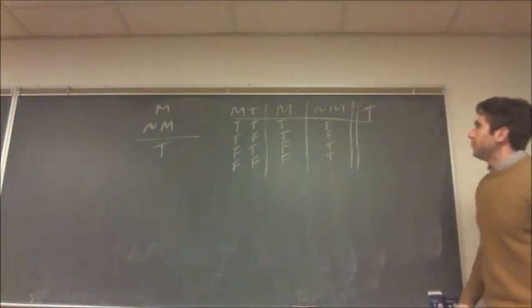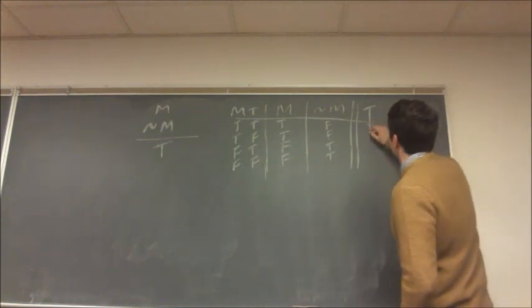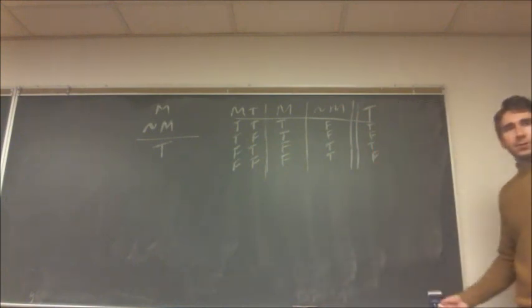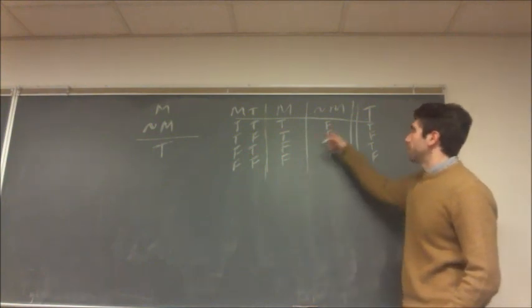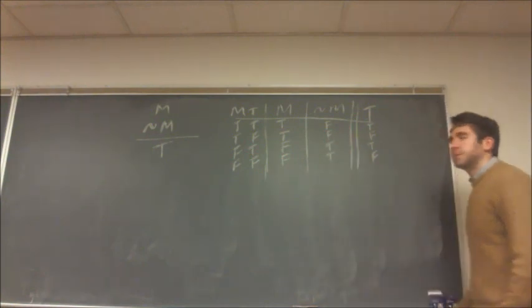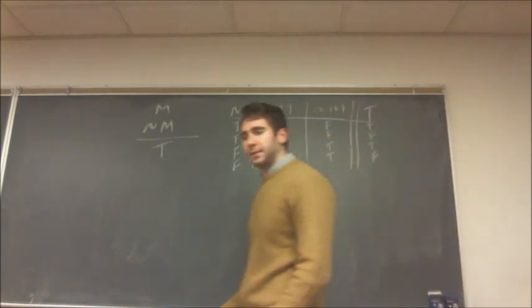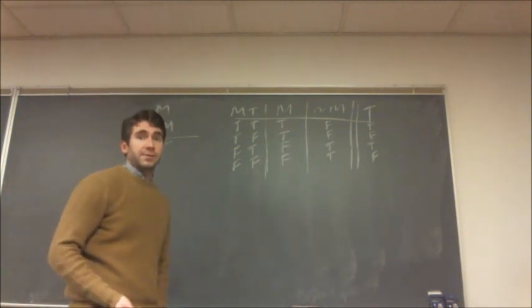Now we have our conclusion. So true, false, true, false. Now we want to know, is the argument valid or invalid? Again, what we're looking for is a row going across where all the premises are true and the conclusion is false at the same time. If there's a row like that, then the argument's invalid. If there isn't, the argument's valid.